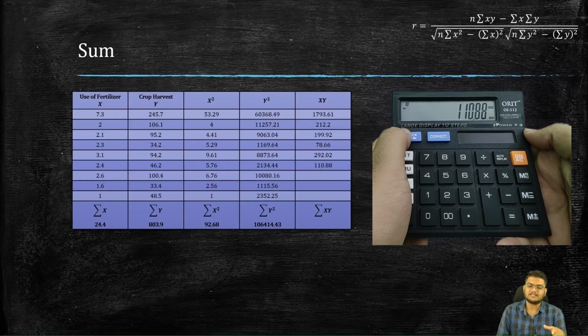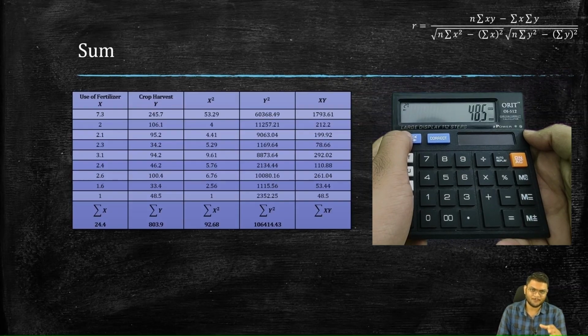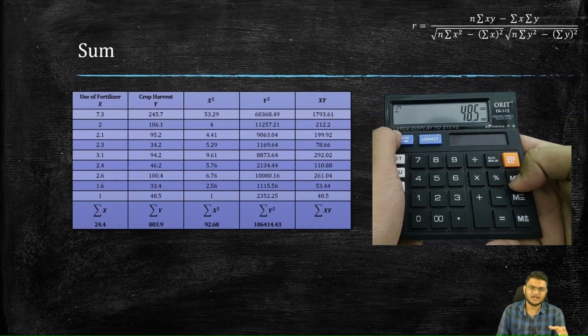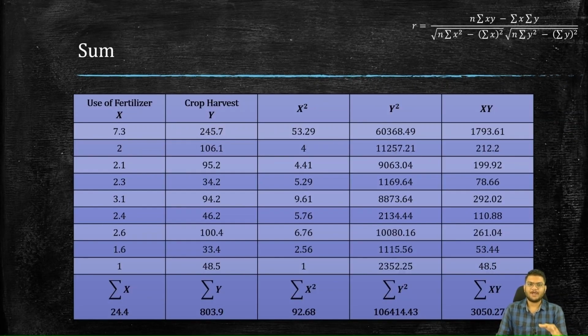the next value is 110.88, the next value is 261.04, the next value is 53.44, and the last value is 48.5. Now press the MRC button to obtain the total, that is 3050.27. So we have prepared the table.